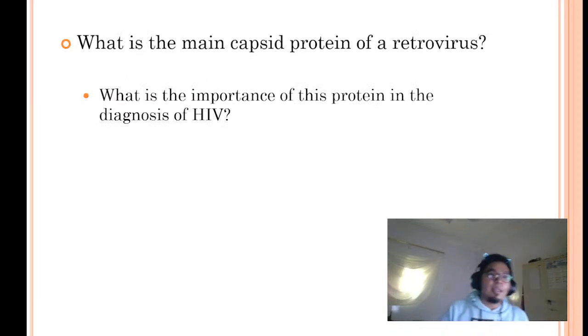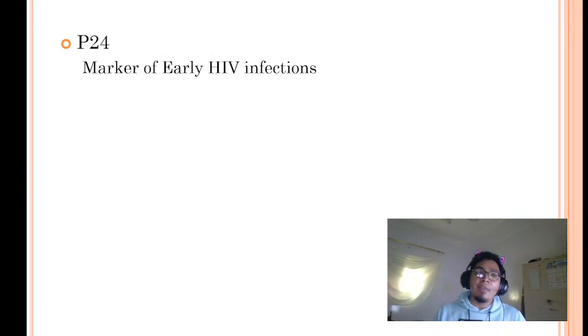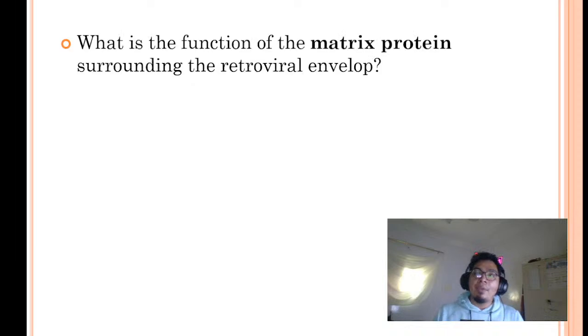the subject matter. Now, the main capsid protein of the retrovirus is what we call the P24 protein. It is the early marker for HIV infections as well, P24. And then we have the surrounding matrix protein. This is the glycoprotein matrix. What is the function of the protein matrix surrounding the retroviral envelope? It holds or anchors the glycoprotein spikes of the virus.